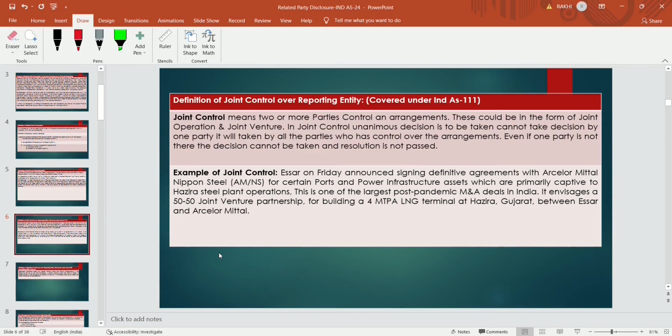Definition of joint control over the reporting entity. Joint control is covered under Ind AS 111.